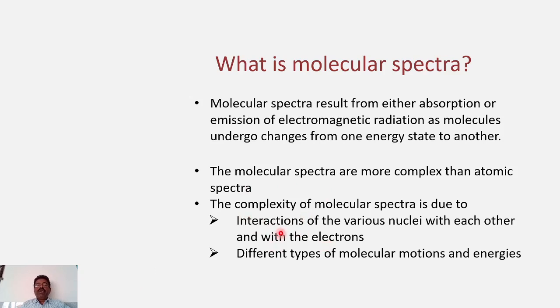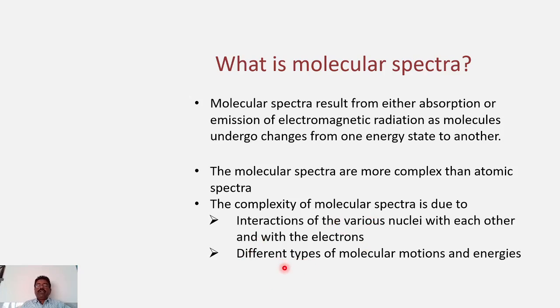The first and very important reason is the interactions of the various nuclei with each other and with electrons. As I have defined, a molecule is a group of two or more atoms. So different nuclei are involved there, and their surrounding electron clouds. So there are interactions among these different nuclei and the corresponding electrons surrounding them. And due to this interaction, different kinds of forces are acting here. So there are different sets of energy states because of these forces.